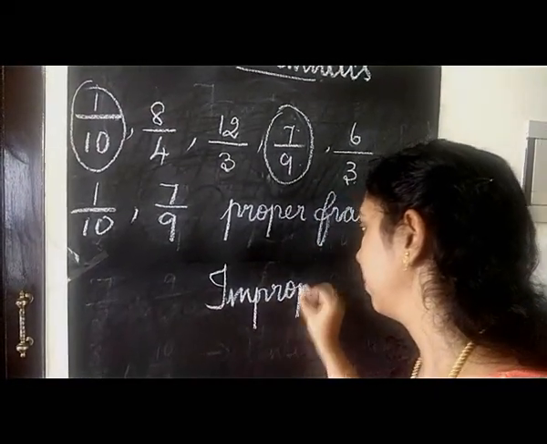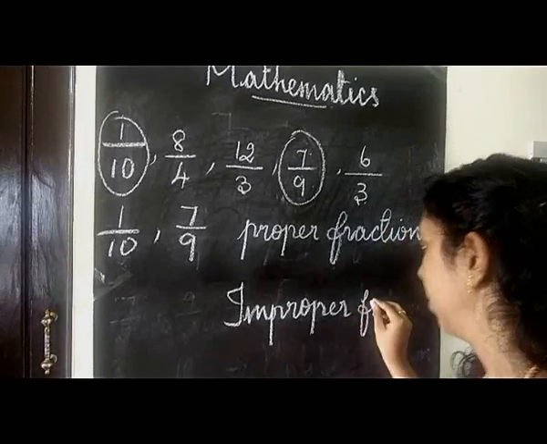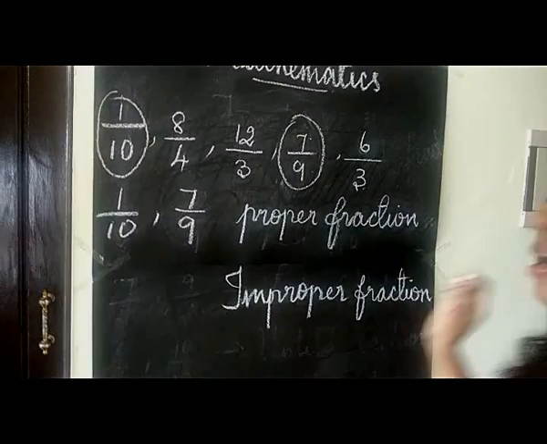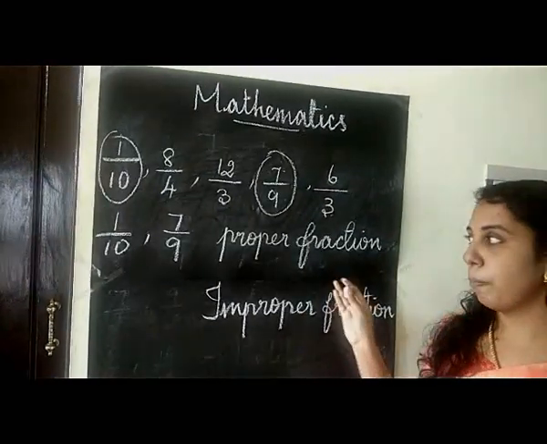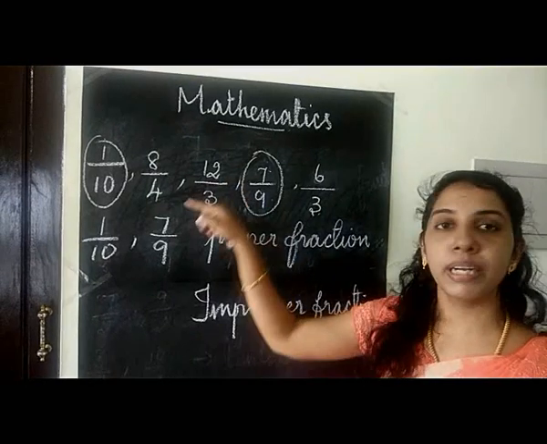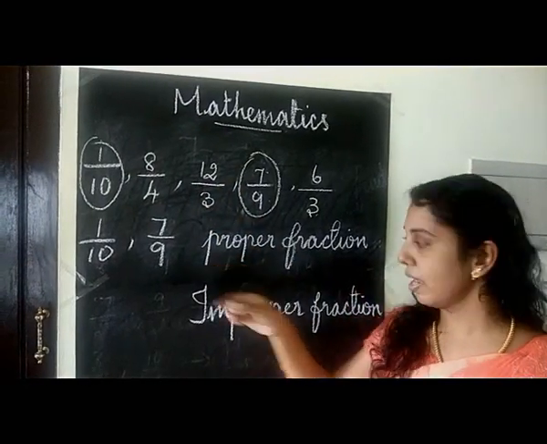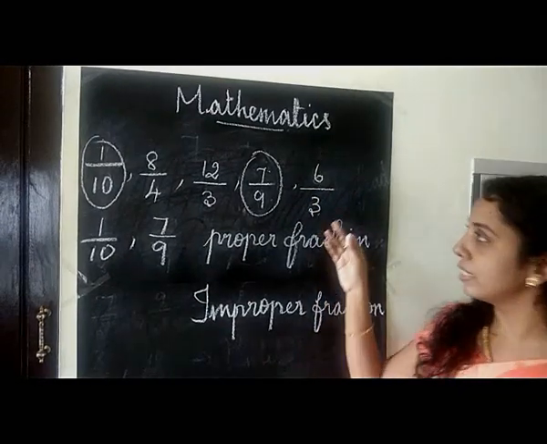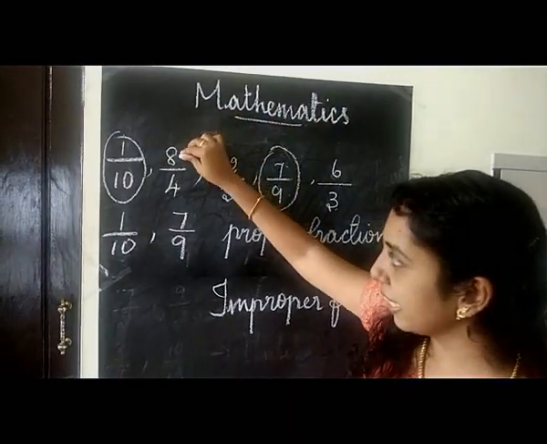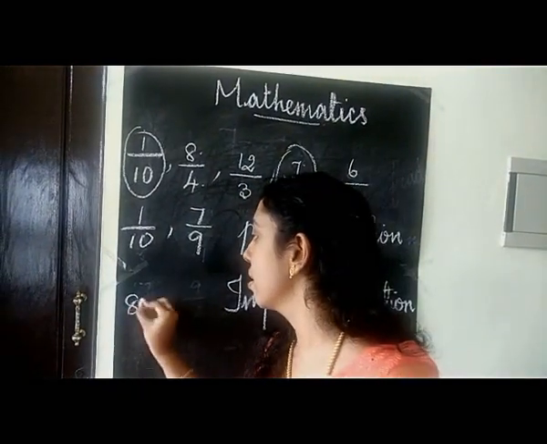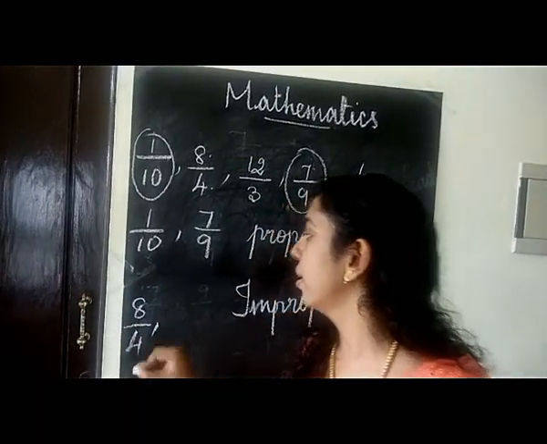Improper fraction. Improper fraction is directly opposite to the proper fraction. Proper fraction means numerator is less than the denominator. Improper fraction means numerator is greater than the denominator. Look at this, 8 is greater than 4. So 8 by 4 is improper fraction.